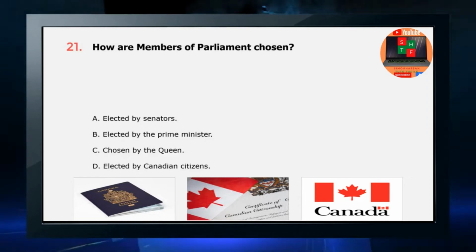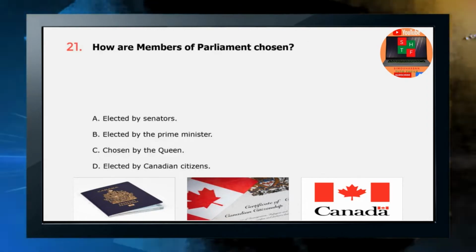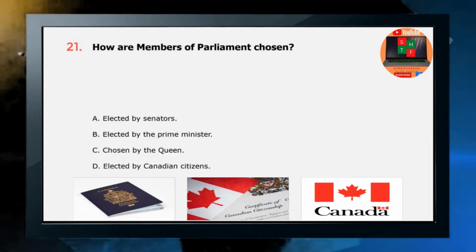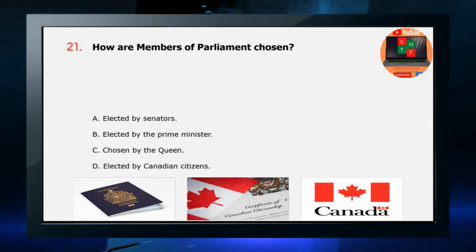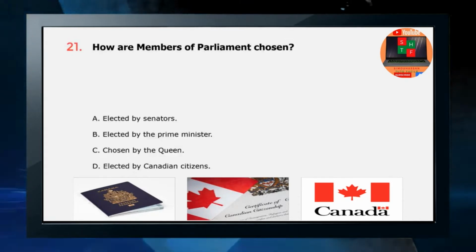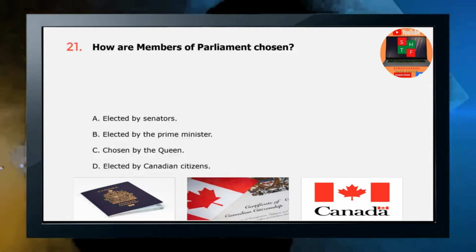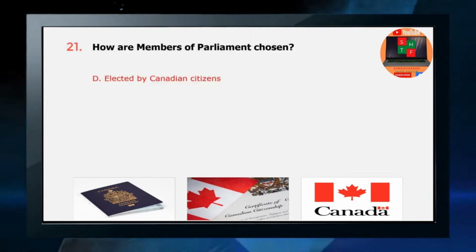Question 21. How are members of Parliament chosen? A. Elected by senators. B. Elected by the Prime Minister. C. Chosen by the Queen. D. Elected by Canadian citizens. The answer is D. Elected by Canadian citizens.